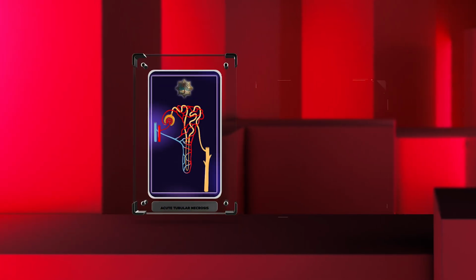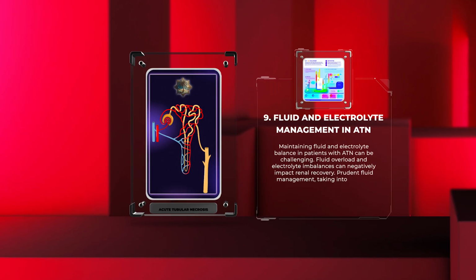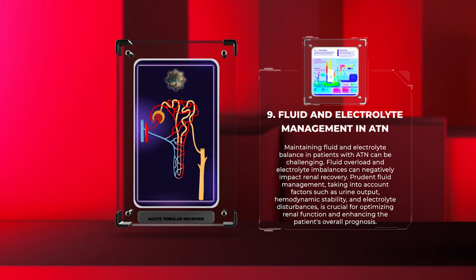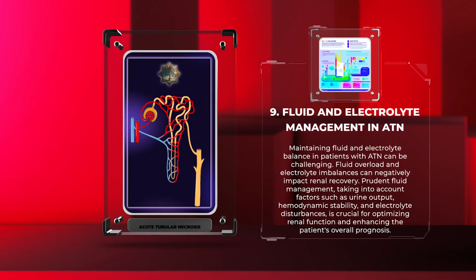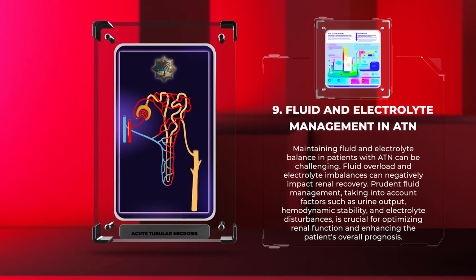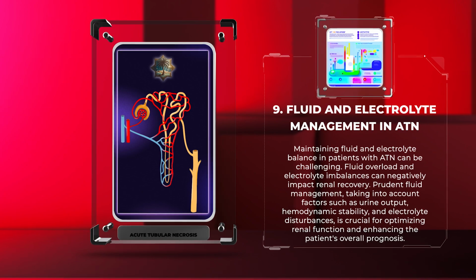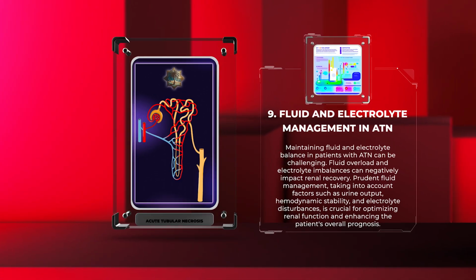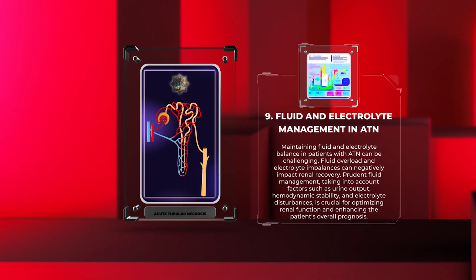Maintaining fluid and electrolyte balance in patients with ATN can be challenging. Fluid overload and electrolyte imbalances can negatively impact renal recovery. Prudent fluid management, taking into account factors such as urine output, hemodynamic stability, and electrolyte disturbances, is crucial for optimizing renal function and enhancing the patient's overall prognosis.